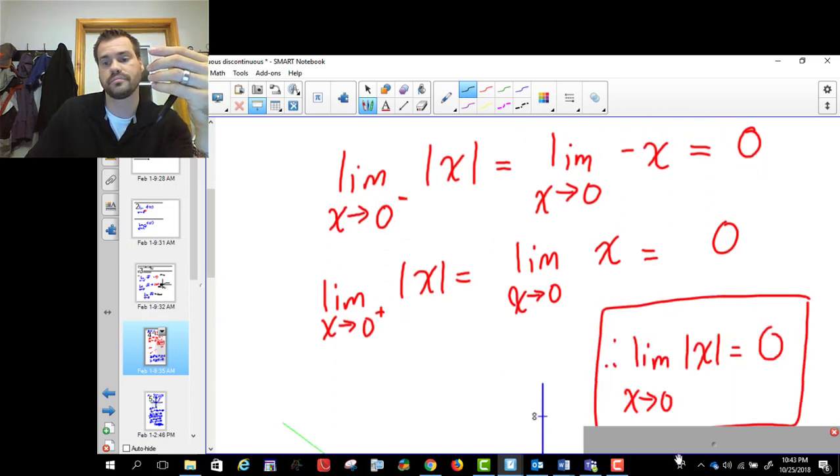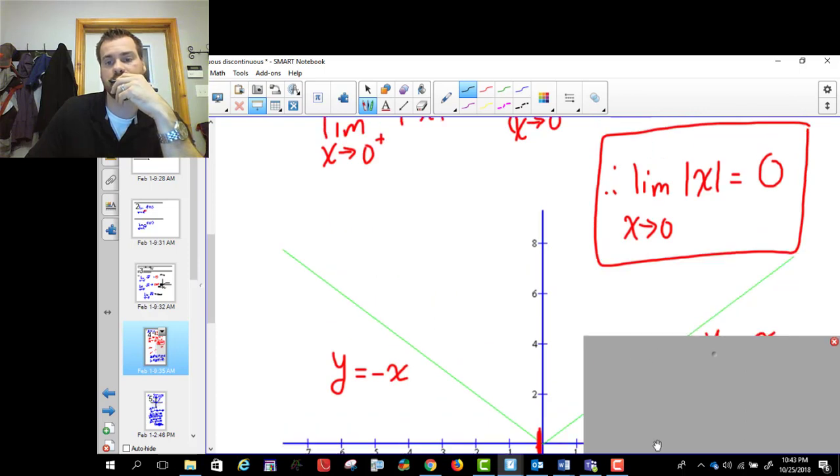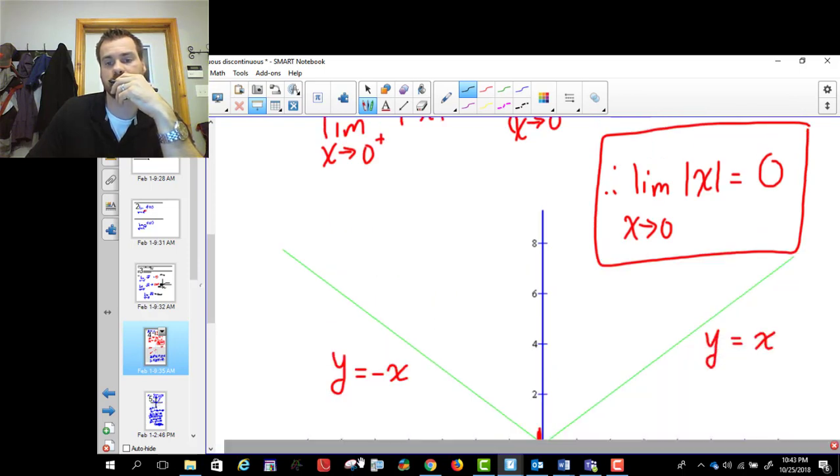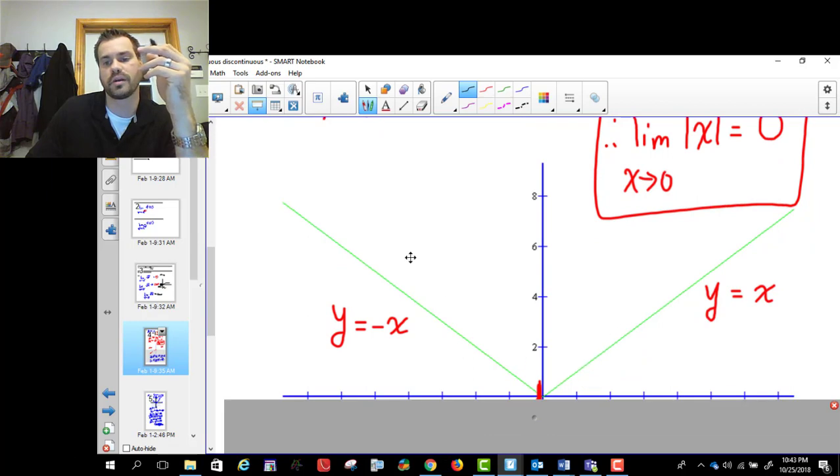The answer is 0. All right, and if you look at the graph of the absolute value of x, you can see that. Okay, that's what the graph of the absolute value of x looks like. That's the part we're describing as y equals x. This is what is being described by y equals minus x. And you can see that in both directions it approaches 0.